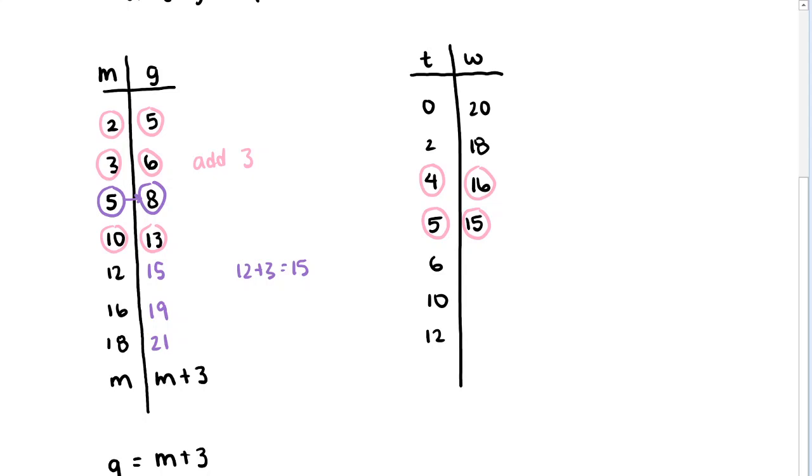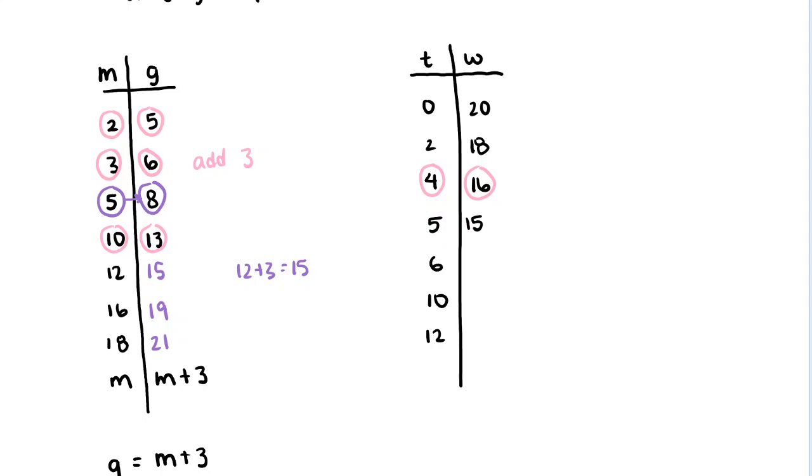How else could I get from 4 to 16? I can get there through multiplication. If I multiply 4 by 4, I would get 16. Maybe that rule might work for the other values in this table, but if I take 5 and multiply that by 4, I don't get 15 either. So multiplication by 4 isn't a valid rule for this table either.